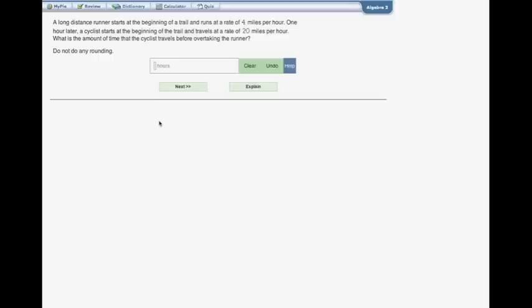Okay, so again, we're going to set up our table. Rate times time equals distance. And then our two rows are going to be the runner and the cyclist. The question is asking, what is the amount of time that the cyclist travels before overtaking the runner? So we're going to put our variable in the time column for the cyclist.